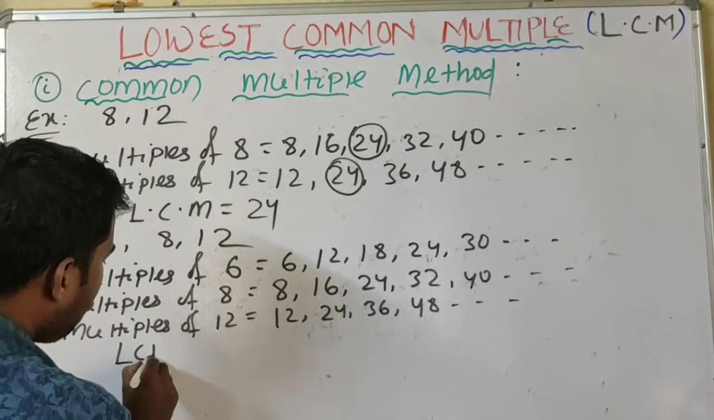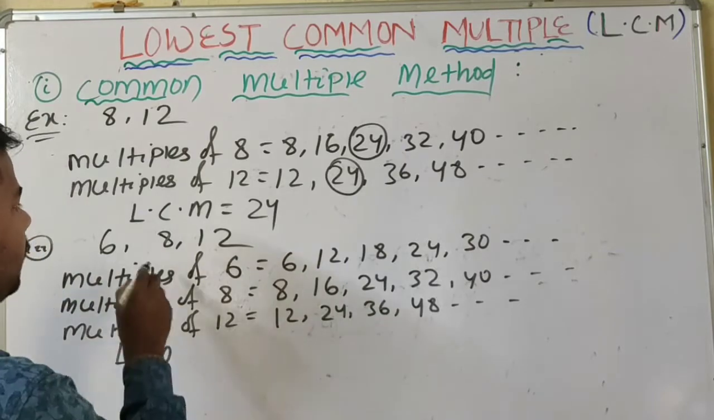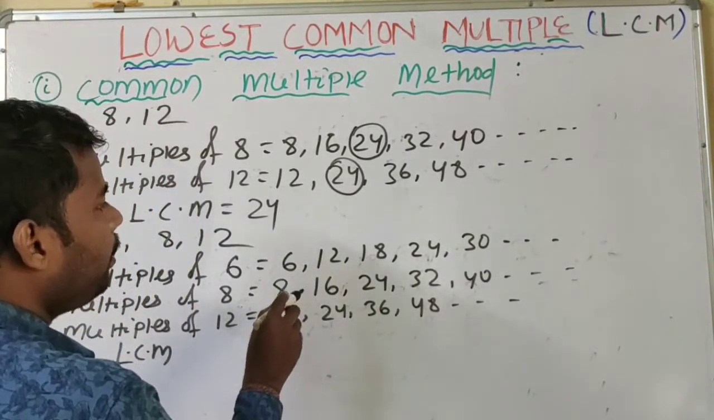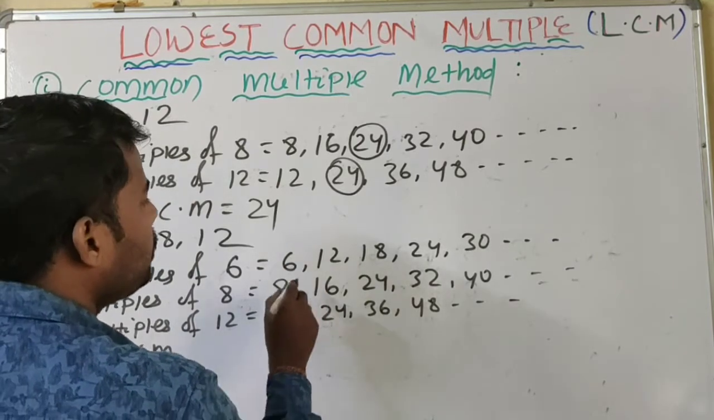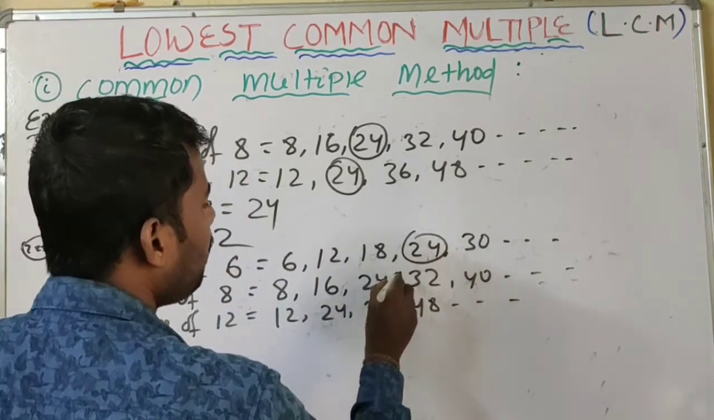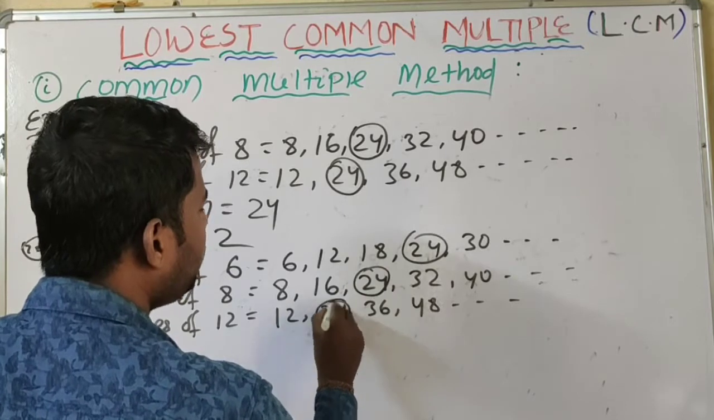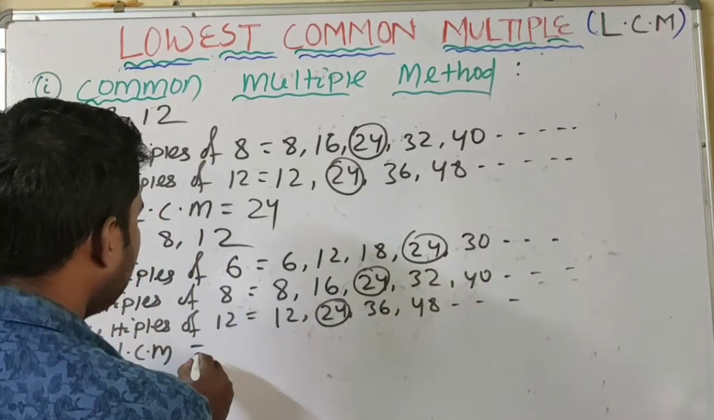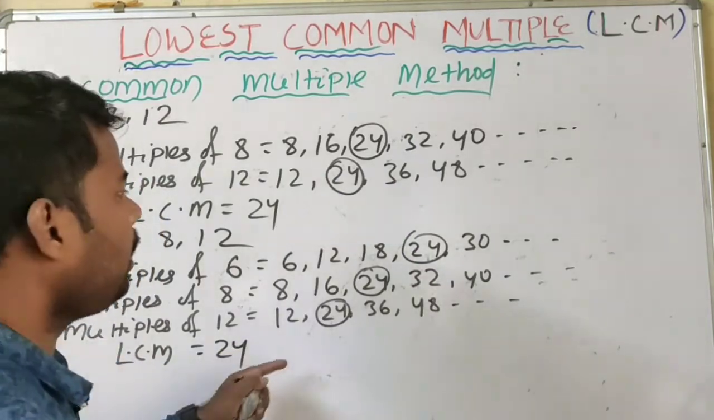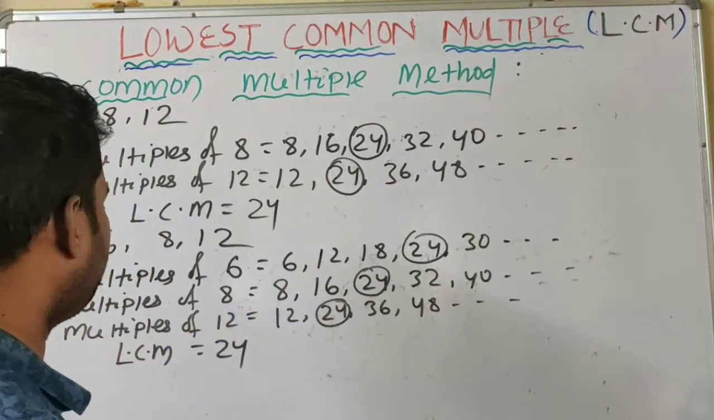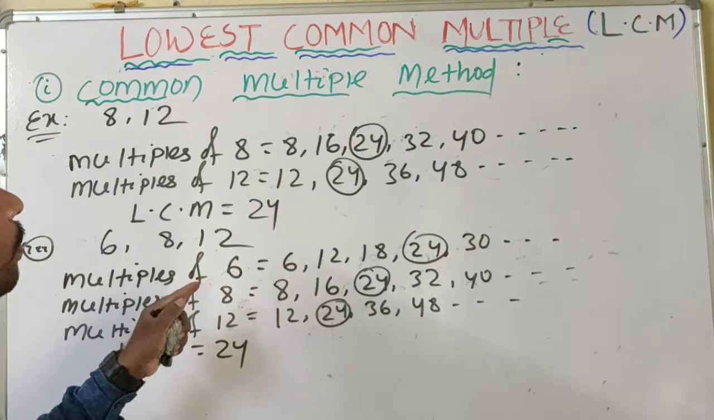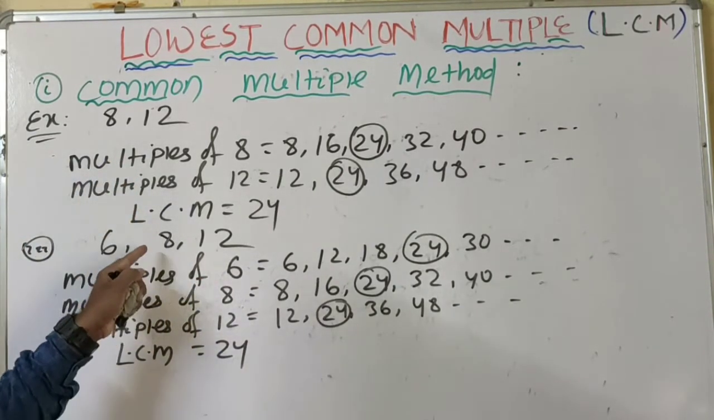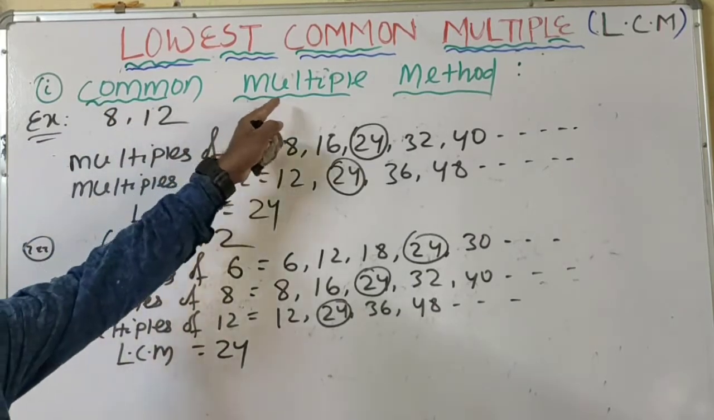So the LCM of the three numbers 6, 8 and 12 will be the common multiple of the three numbers. It is clear that 24 is the common multiple of 6, 8 and 12. So the LCM will be 24, which is the lowest common multiple. So in this way we can find the LCM of two or more numbers by using the common multiple method.